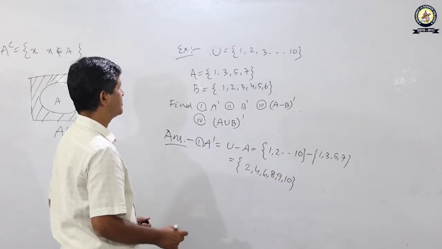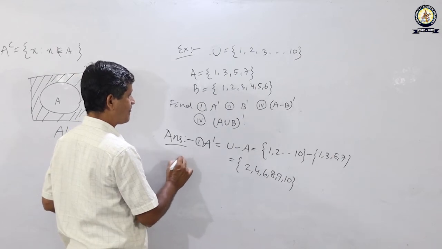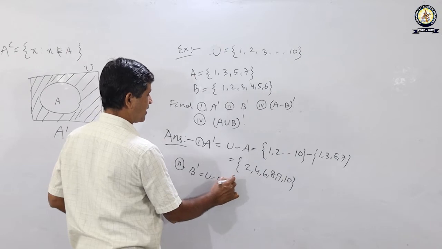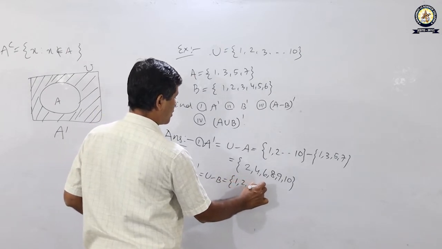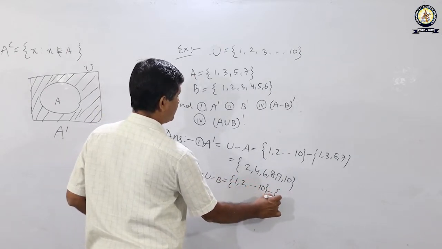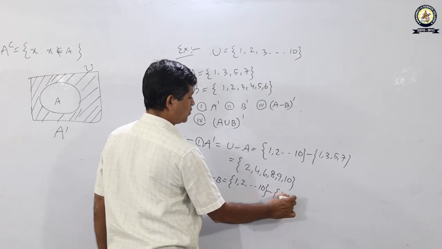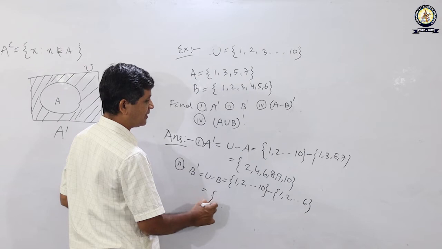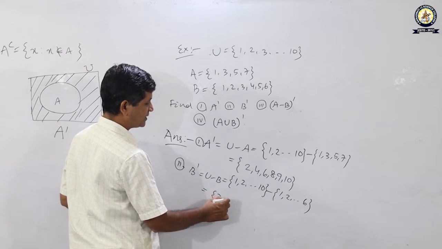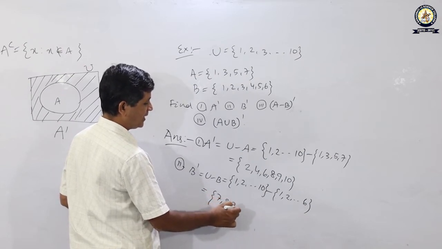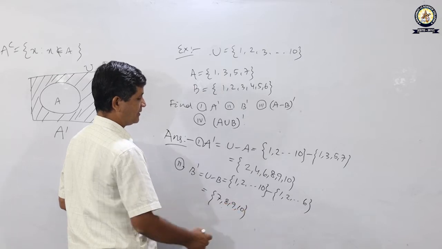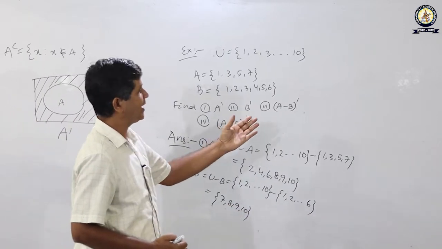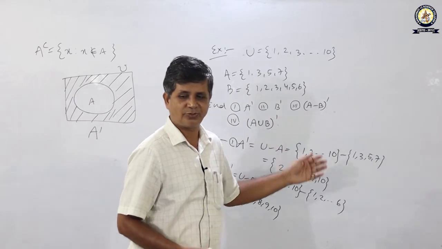What is B dash? B dash is U minus B. The U set contains the elements 1, 2, up to 10. The B set contains the elements 1, 2, up to 6. So what are the B dash elements? Those elements are 7, 8, 9 and 10. This is B dash. Now we determine A difference B whole dash.